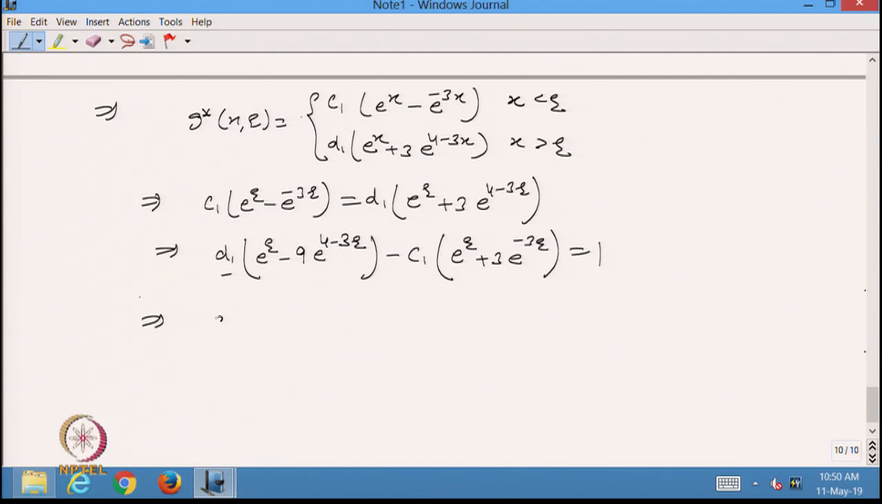So, from here I will get the value of C1 as minus 3 by 4 e raised to power 2 xi over 1 plus 3 e raised to power 4, into e to the power xi plus 3 times e raised to power 4 minus 3 xi. So, this is the value of C1 we got, and the D1 we can find out.